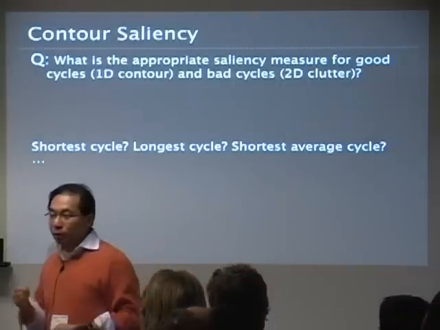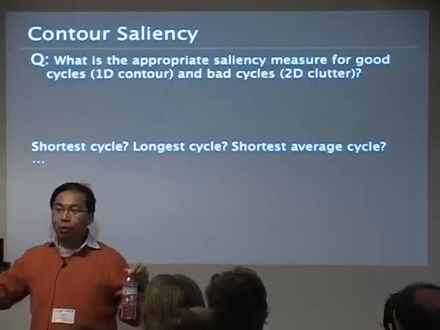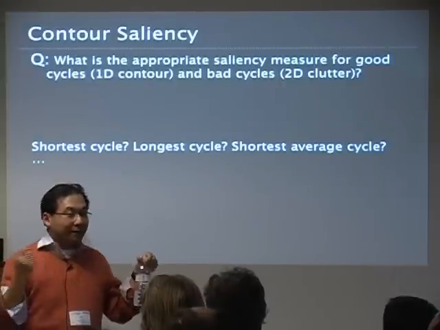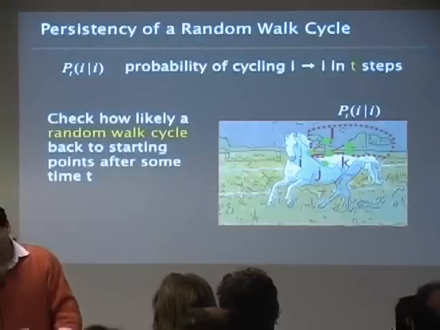The problem is we don't know the length of the cycle. We don't know how long the contour should be. We want a good one. We don't just want the shortest one or the longest one, or the average shortest or average longest. So we need to know the length of the contour. That's the biggest thing we need to find.